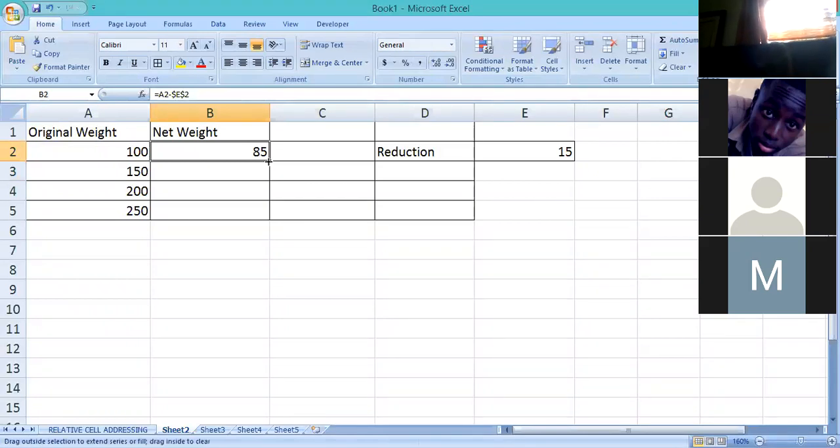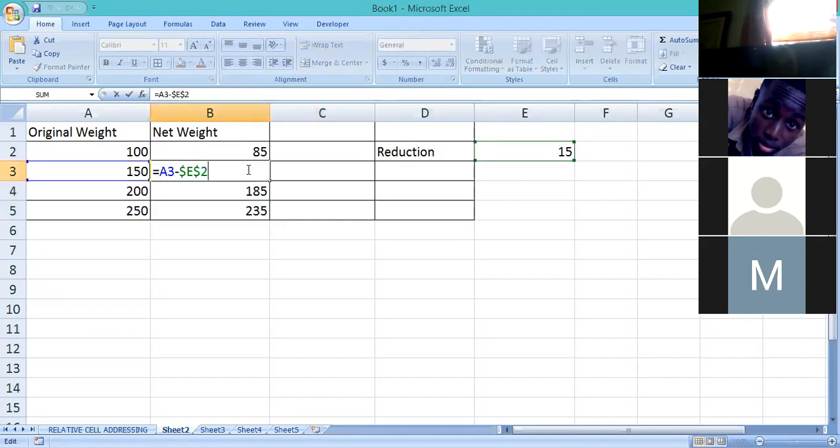Now I'm going to drag it down. What happened now? Are we getting the correct answers? Yes, Miss. Yeah. So let's look at this one. What's the cell address? What's the formula? Equal A3 minus $E$2.